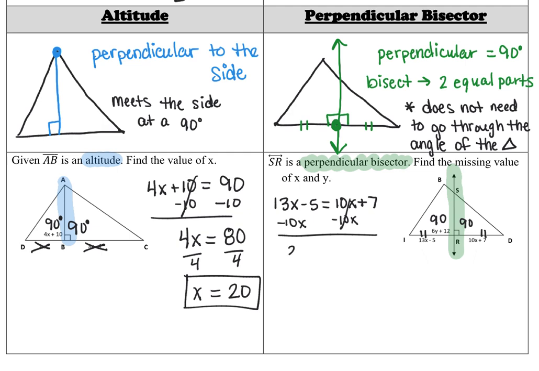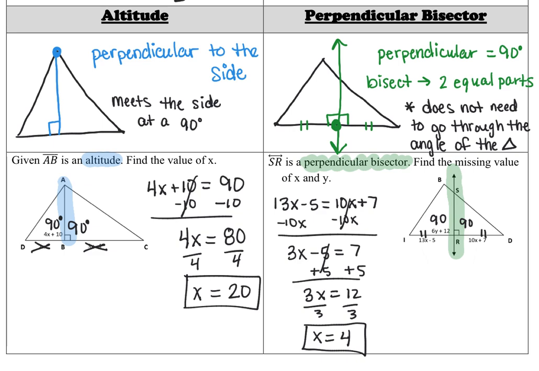Okay, let's subtract 10x on both sides, bringing us down to a 3x. Add on 5. So 3x equals 12. Final step, divide by 3. And our x value is 4.